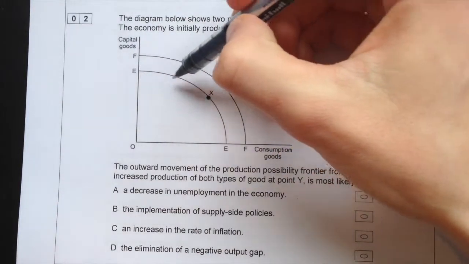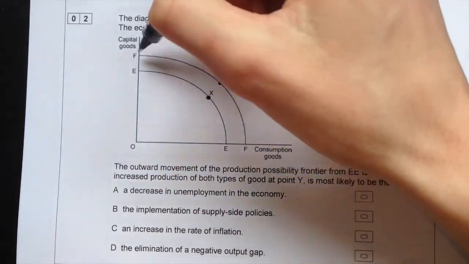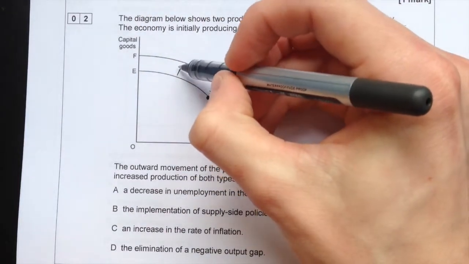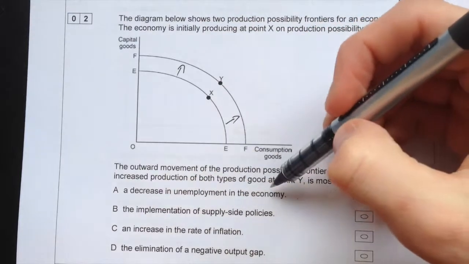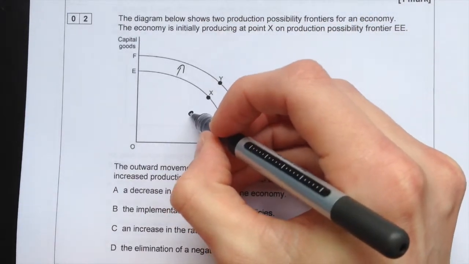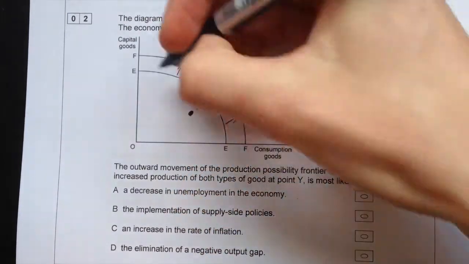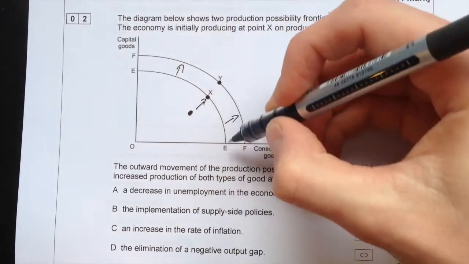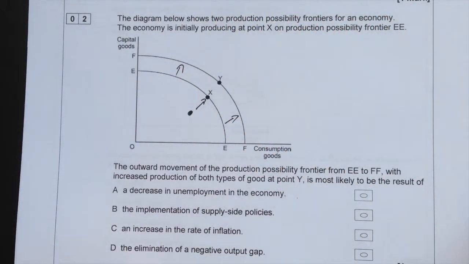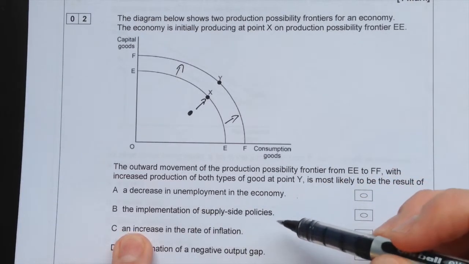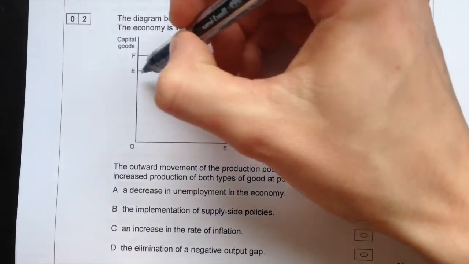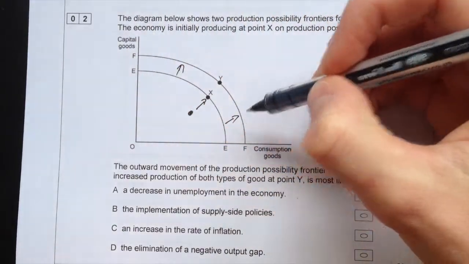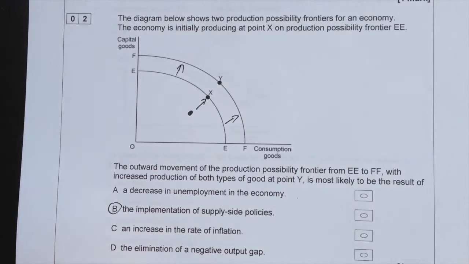So from moving from this PPF, EE, to FF, we are moving our PPF curve outwards. So we're looking at something that shows economic growth. A decrease in unemployment in the economy would move us from inside our PPF curve to on the boundary, because the boundary is where we're using all our factors of production. Everything is being used. The implementation of supply side policies would allow economic growth. So that would allow us to move from this PPF curve to this one. So that's what the answer is for this one, it's B.